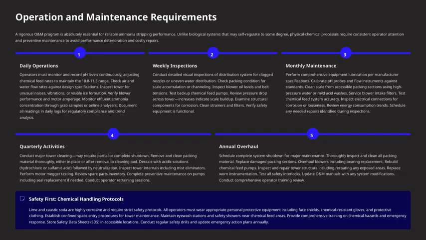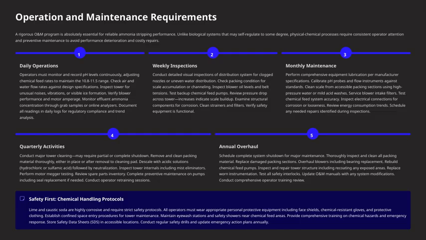Operation and maintenance requirements are absolutely critical for ensuring reliable ammonia stripping performance. Unlike biological systems that can sometimes self-regulate, physical-chemical processes demand consistent attention from operators and proactive maintenance to prevent performance issues and costly repairs. Let's start with daily operations.